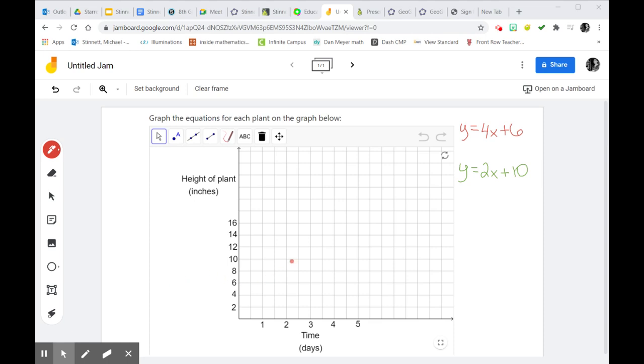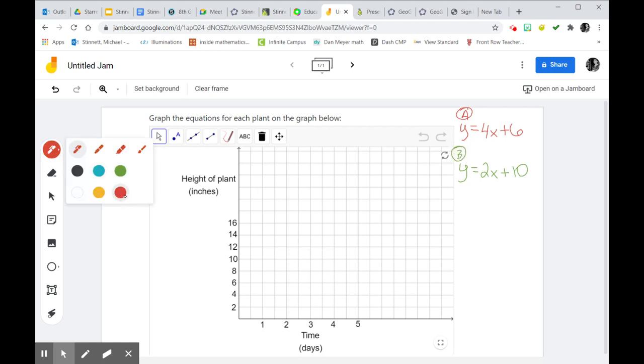Alright guys, so we're going to make a little video here for you. This is the plant problem that you guys were working on, but I want to come at it from a different direction. I'm going to connect the equations of each plant. This was plant A, and this was plant B. So there were two different plants, right?